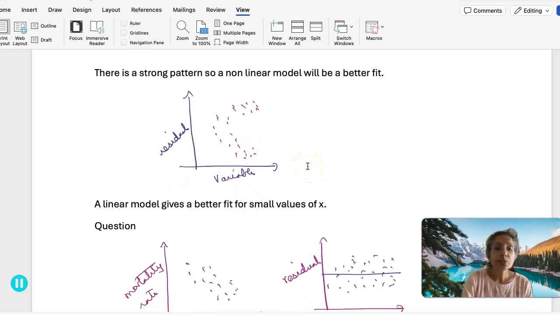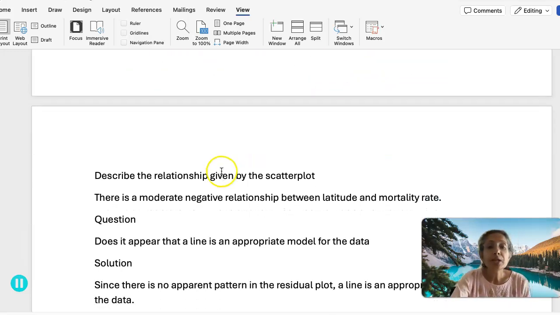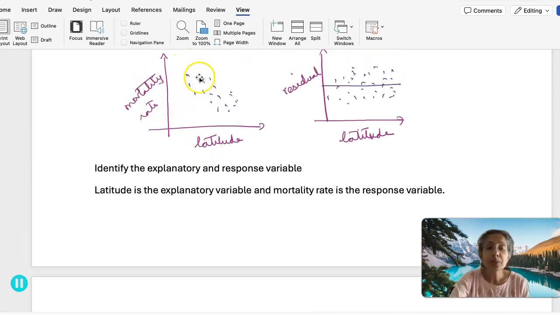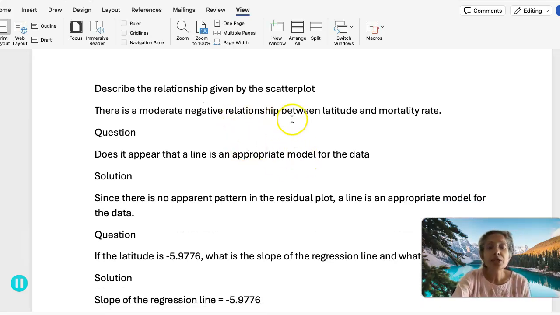Okay, coming to the next question. We have the mortality rate and the latitude, we have the scatter plot, and we have the residual also. Identify the explanatory and response variable. So latitude is the explanatory variable and mortality rate is the response variable because mortality depends on the latitude. Describe the relationship governed by the scatter plot. So there is a moderate negative relationship. It's going down from left to right. So there is a moderate negative relationship between latitude and mortality rate.